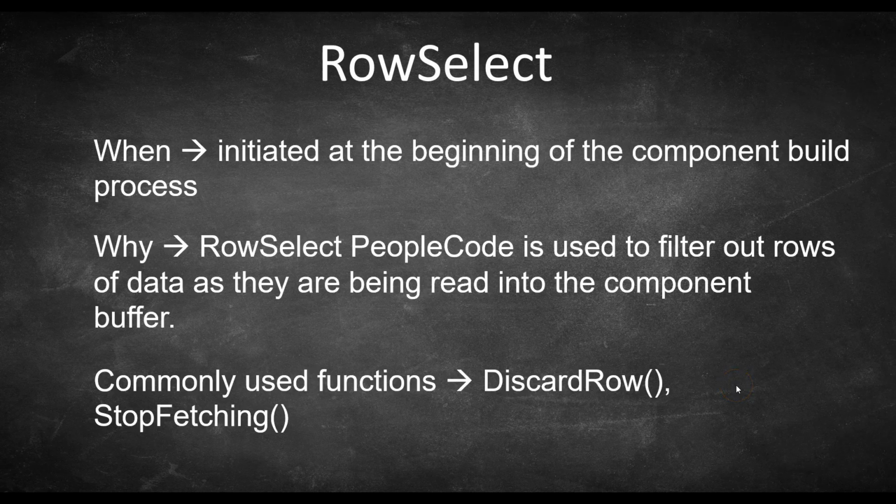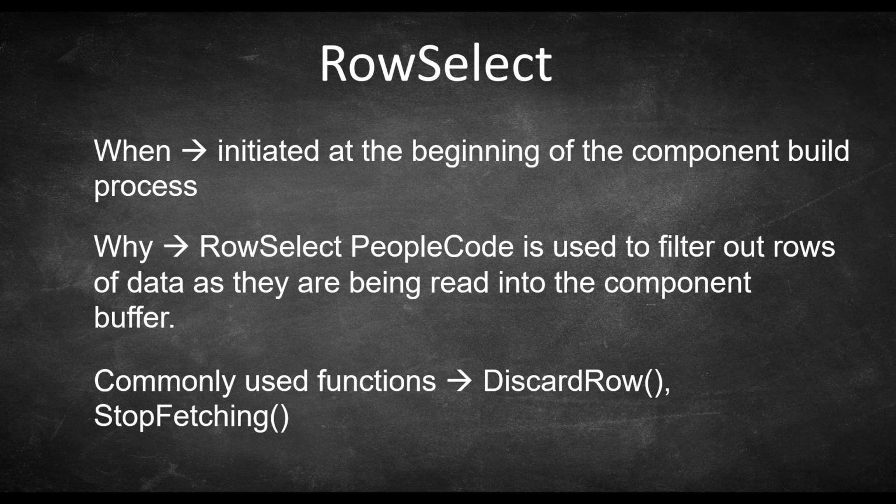Now, how can we apply the filter in the row select event? The 2 most commonly used functions are DiscardRow and StopFetching. DiscardRow function can be used in case we have to observe each and every row and make a decision whether to display this row in the grid or not. On the other hand, StopFetching function is used when we have to display the current row and discard all the other remaining rows.